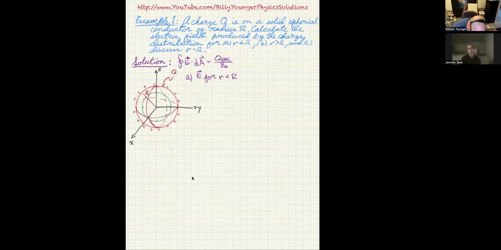All right, so there's our Gaussian surface. This Gaussian surface, of course, has a radius little r. And what we've got to do is work out the left-hand side. So I'm going to say hypothesis.